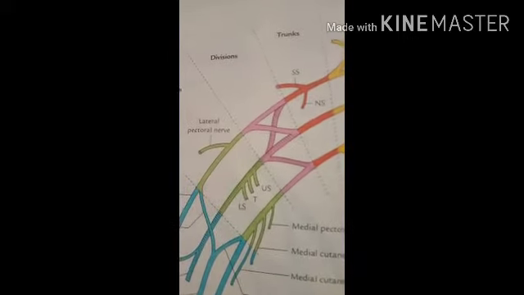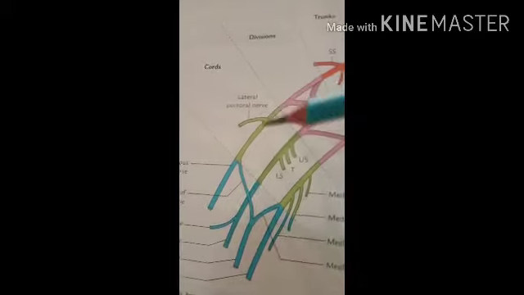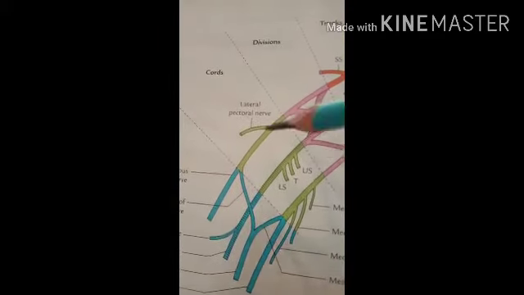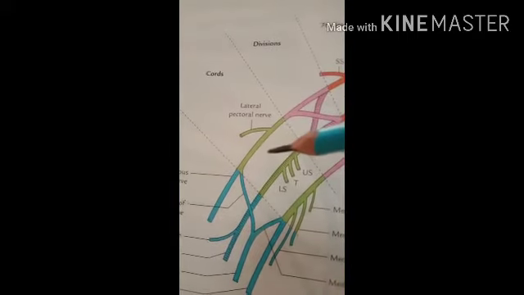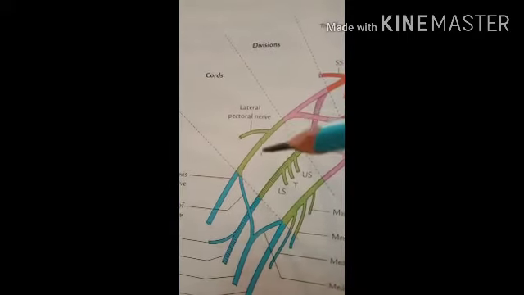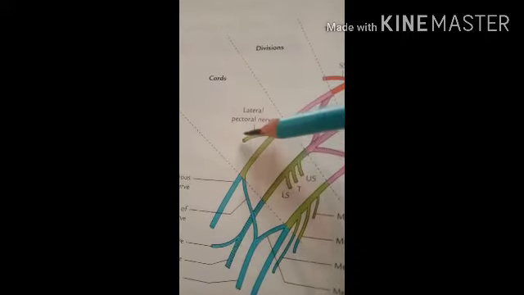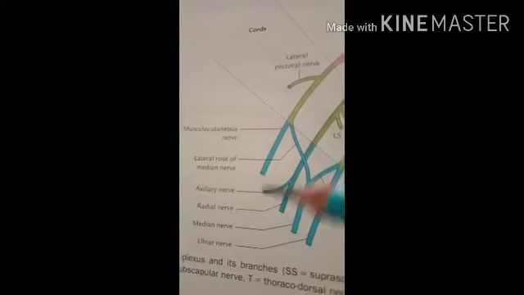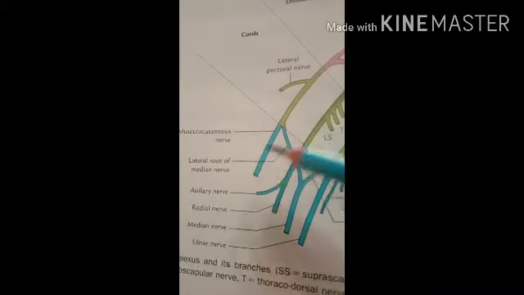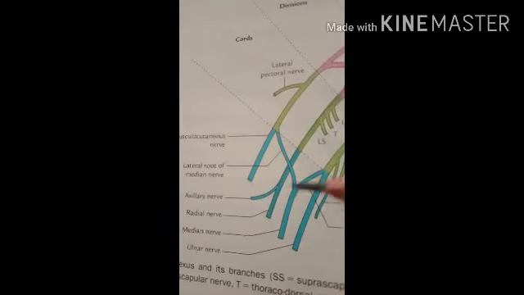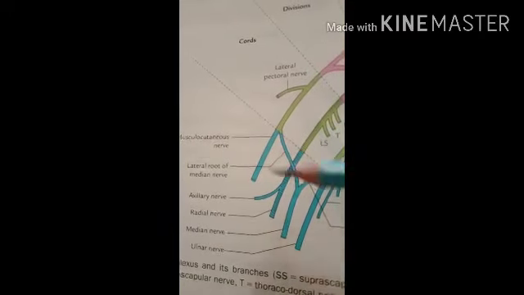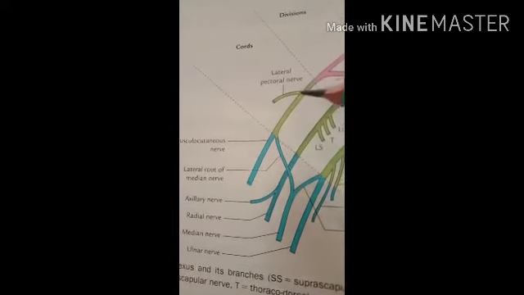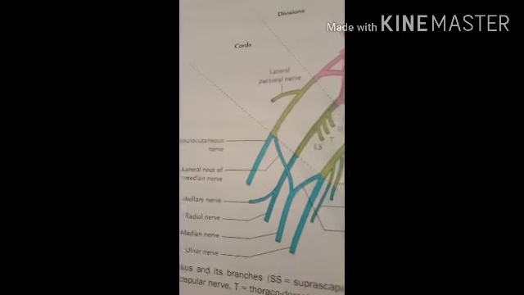After that, the branches of the cord. First, the branches from the lateral cord. The lateral cord gives the lateral pectoral nerve, then the musculocutaneous nerve. The third branch is the lateral root of the median nerve. So these are the three branches given by the lateral cord.